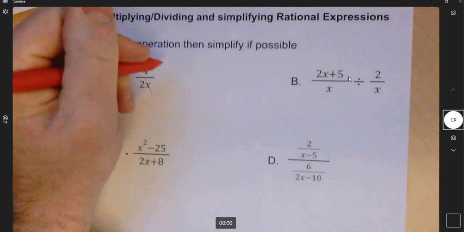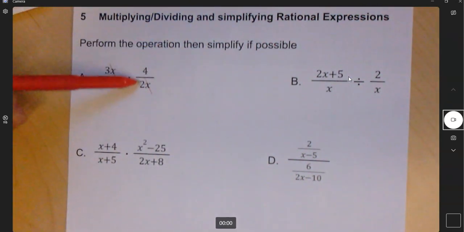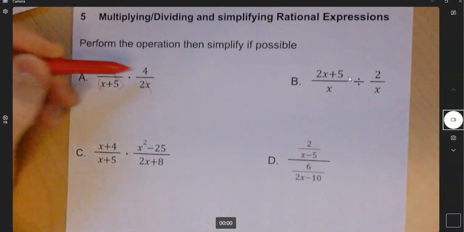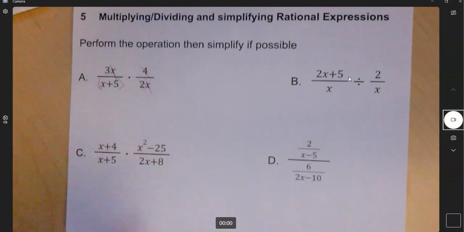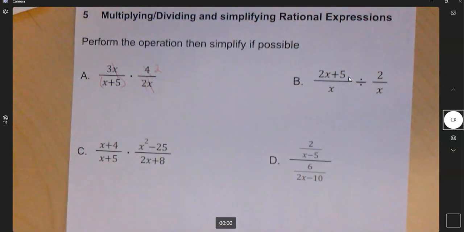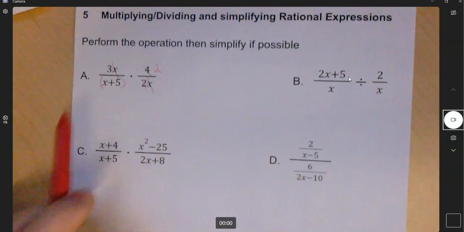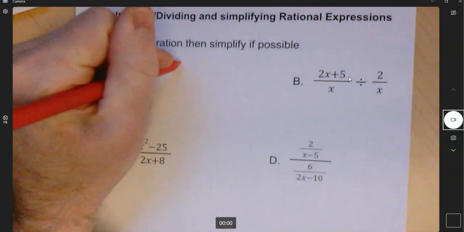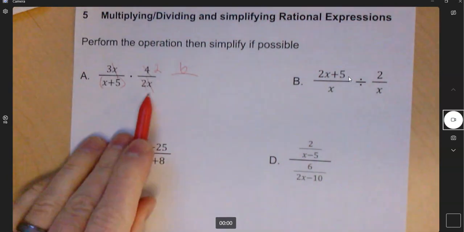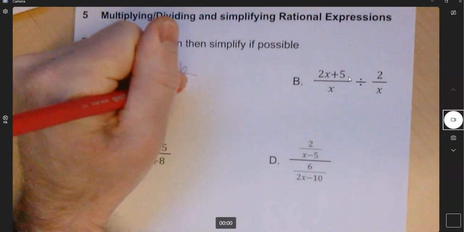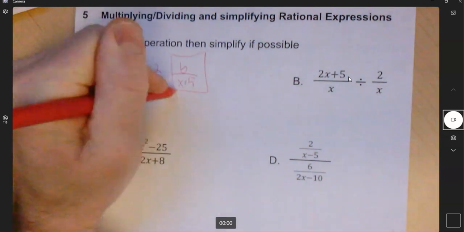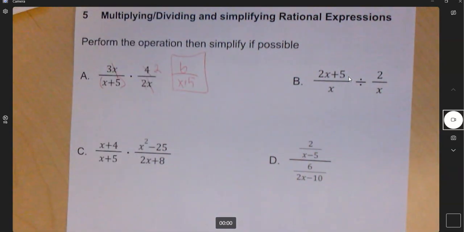3 times 4 is... Oh, wait, I do see something. How about a 4 over a 2? Right? 4 cancels with a 2. That's multiplication, which would just leave me with a 2 on top. Now let's multiply everything on top. 3 times 2 is 6. On bottom, crossed out, I just have an x plus 5. And that's as far as I can take that thing. Nothing else will cancel. Okay?